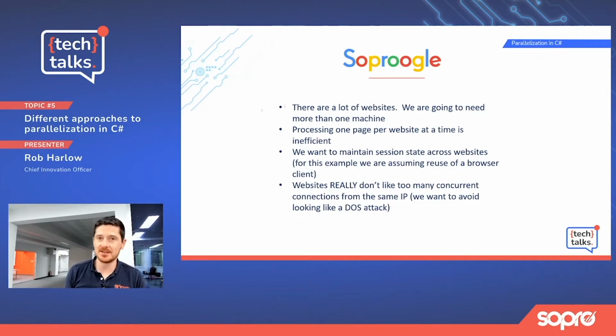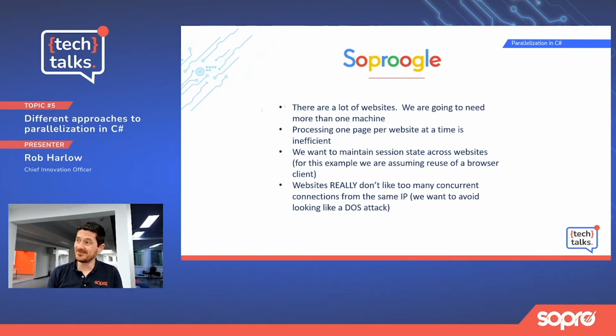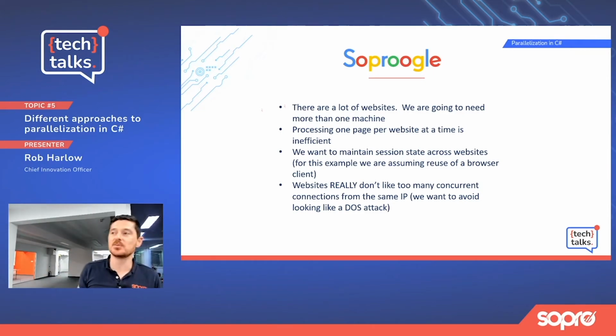Now, the problem with this is there's a lot of websites. The internet's pretty big. So we're going to need more than one machine to do it. And whilst we're going to use more than one machine, actually on each machine, if we're just going to do one page at a time, that's also going to be inefficient. We're going to have most of that machine's resources being used for nothing.